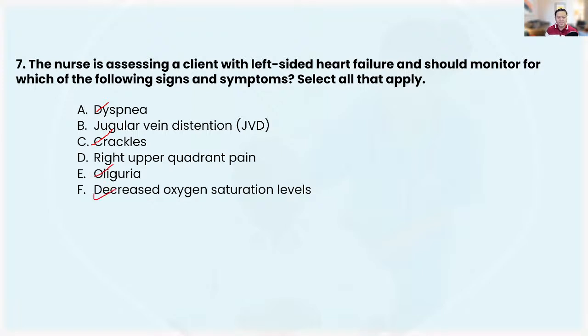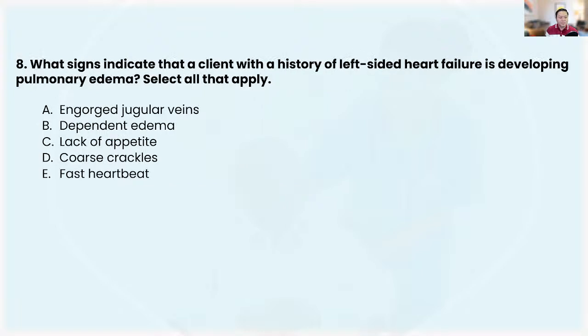All right. Let's move forward. Next question. What signs indicate that a client with a history of left-sided heart failure is developing pulmonary edema? Select all that apply. Is it A, engorged jugular veins? Is it B, dependent edema? C, lack of appetite? D, coarse crackles? E, fast heartbeat?